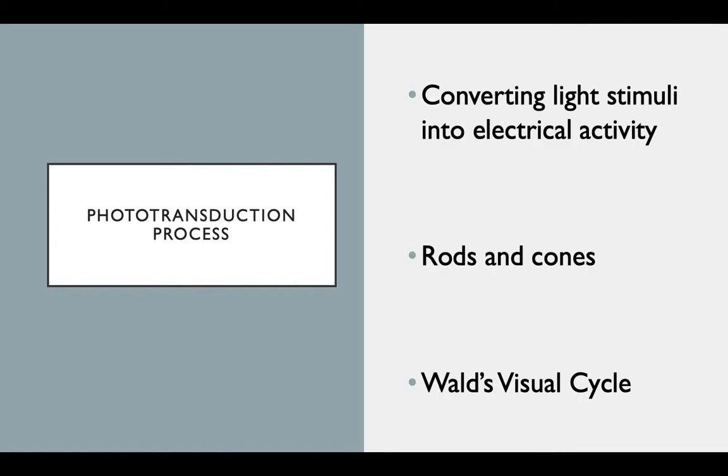The cycle in which the light processes is called Wald's visual cycle, named after the founder, George Wald. He even won the Nobel Prize in 1967 for his discovery. This is a relatively new discovery, and it's important to keep in mind that even though we think seeing things is easy, it's actually quite a process.